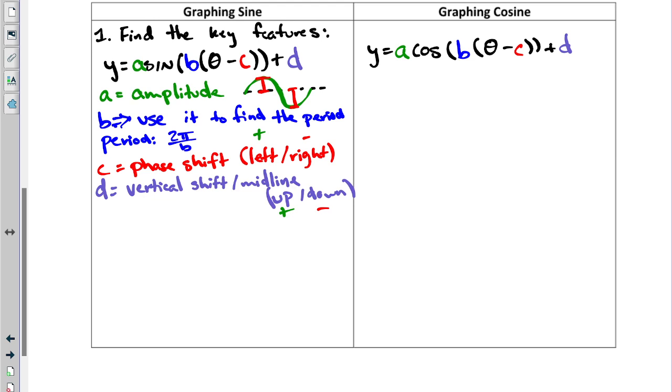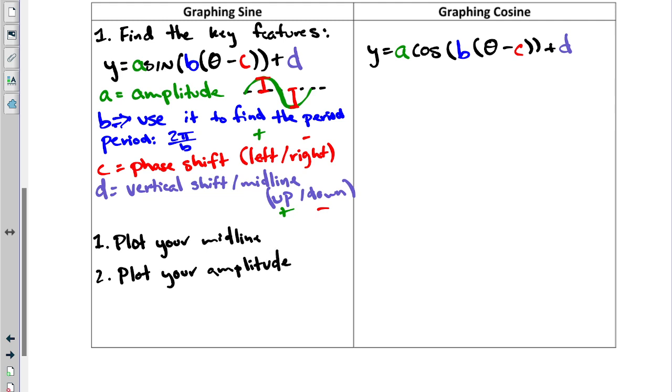And so here are the steps. Here's what I would do. Step 1 is plot your midline. That's your vertical shift, basically how high or low it's at. And then step 2 is to plot your amplitude, meaning how high or low above the graph it's going to go.